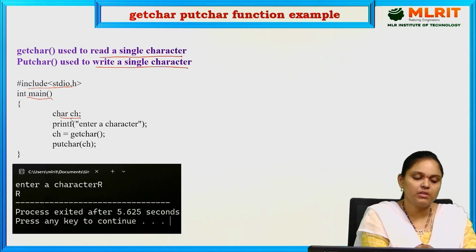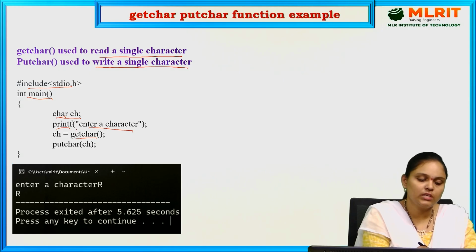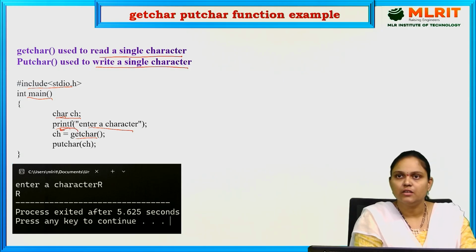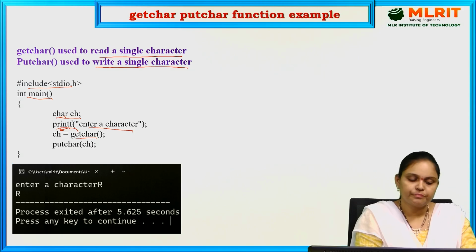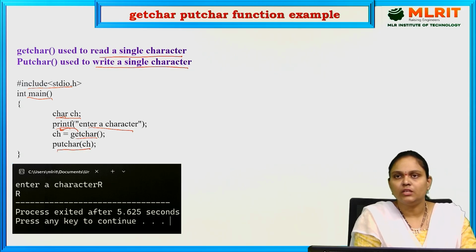This is a variable of a character type. Next, by using the printf statement, we are asking to enter a character, and by using this getchar function, we are reading that particular character and storing it in the ch variable. By using the scanf statement also we can read that character, and also by using the getchar function we can read that particular character. And then next, by using putchar, we are printing that character on the output screen.